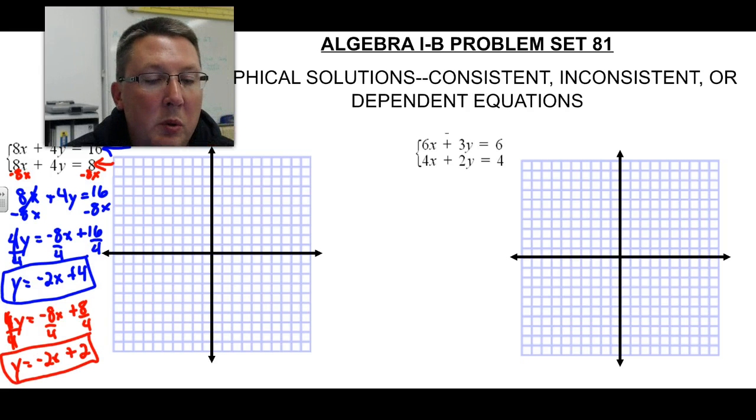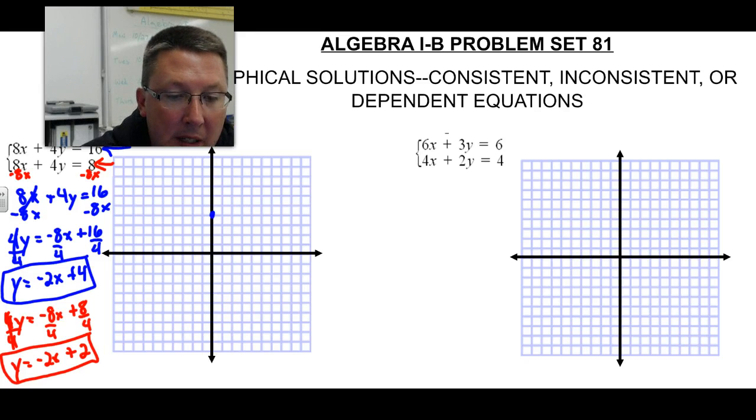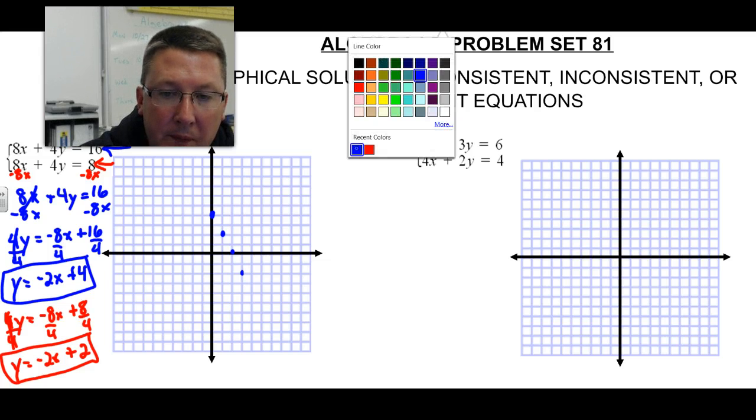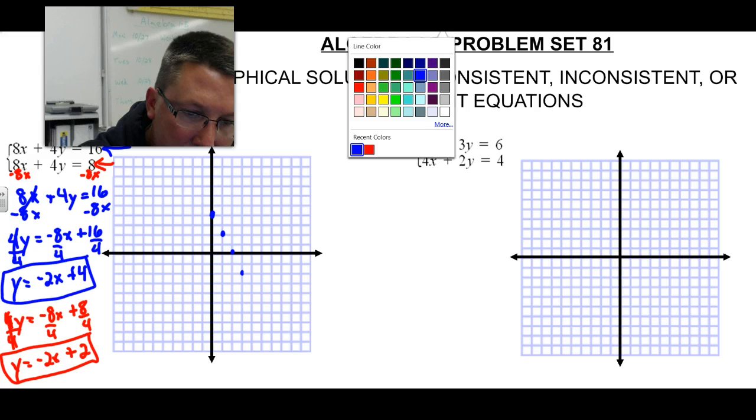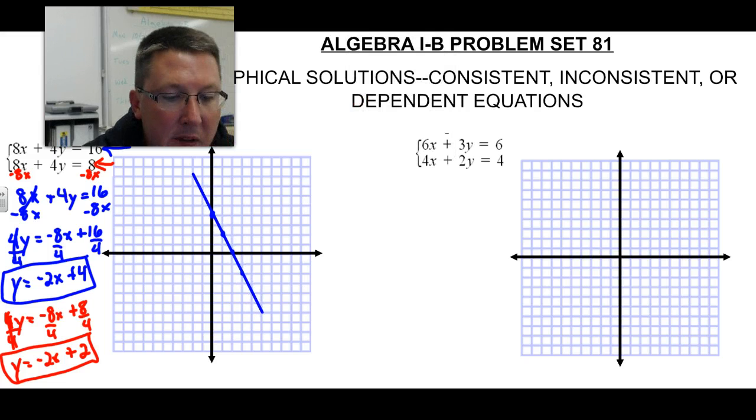Okay, let's see what happens when we put these on the graph. Negative 2x plus 4. The y-intercept is 4. 1, 2, 3, 4. I'll go through this one kind of quick. The slope is negative 2. That's down 2 over 1. Down 2 over 1. Down 2 over 1. Draw our line. Let's make sure it's blue. So there's my first line.